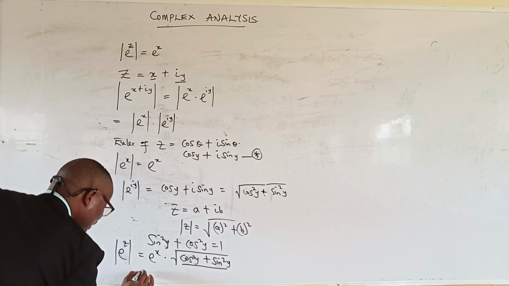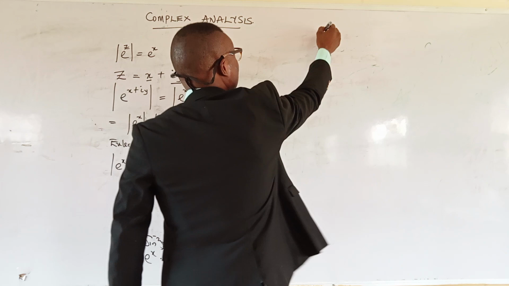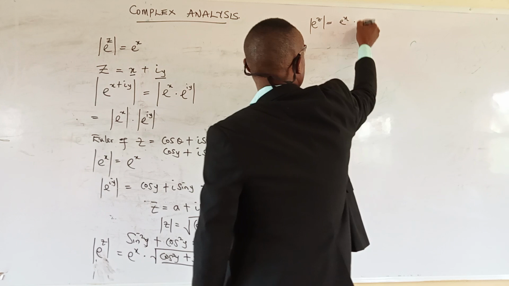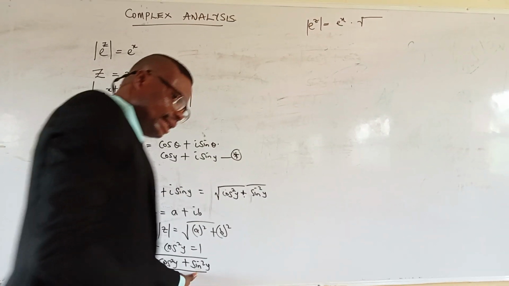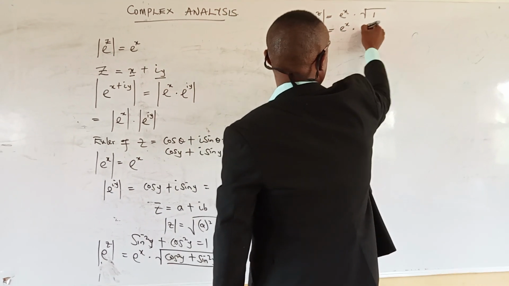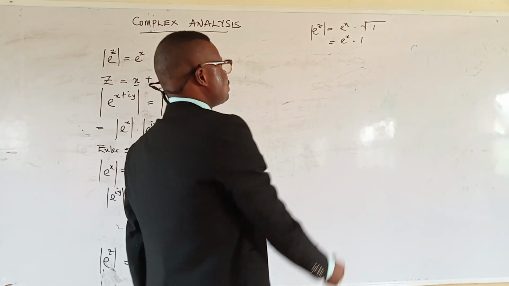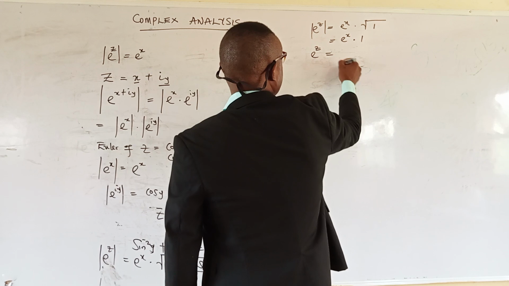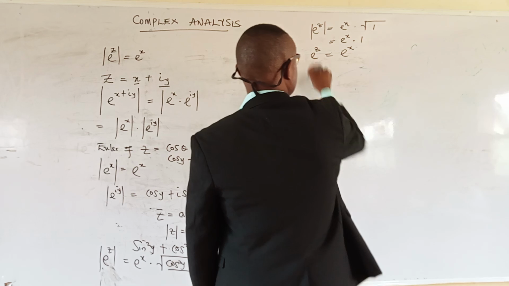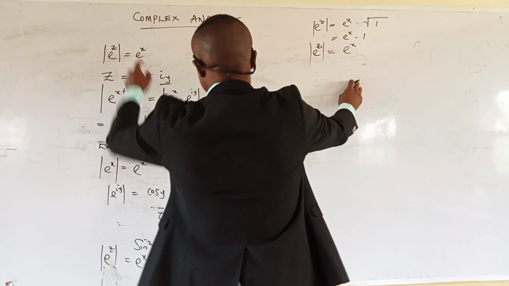So we have the magnitude of e raised to the power z, which will give us e^x multiplied by the root of, you see everything here is 1, root of 1. And that will give me e raised to the power x multiplied by what is root of 1? It gives us 1. So e raised to the power x multiplied by 1 will give me e raised to the power x. So therefore, the magnitude of e raised to the power z will give us what? e raised to the power x.